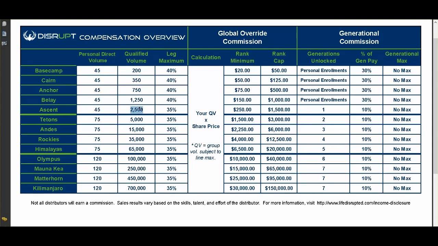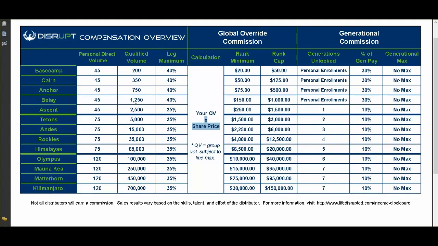So they're at 2,300. Well, they certainly earned more than the person who generated 1,250, but how do we do that? Well, one person is taking 1,250 times the share price. The other person is taking 2,300 times the share price. So the more volume you earn, the higher your global override commission. That's how it works. So every increment, a single QV, one QV, 10 QV, makes a difference in your global override commission, because you're simply multiplying by the share price.